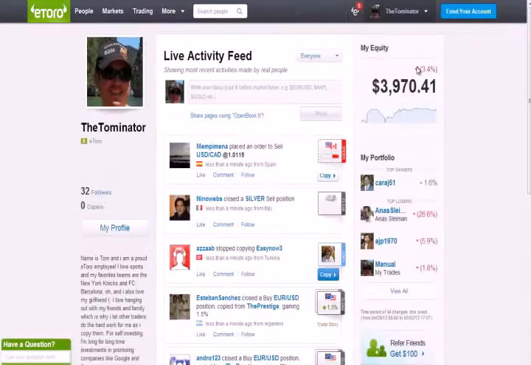Now that I'm logged in, I can see all the activity that is happening in the open book. I can see who's buying, who's selling, and what instruments they are trading in. I can also copy their activity. But the question is, how do I know who to copy? And the answer to that, ladies and gentlemen, is right here under our People tab.